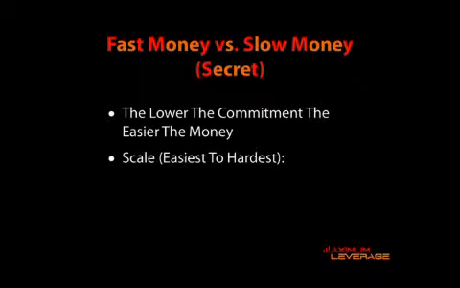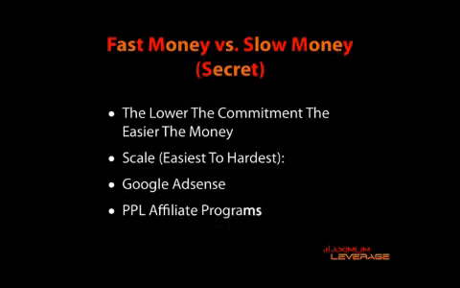So there's a sliding scale, and let me go through it with you. Easiest to hardest. We should always start with making the easy money, then move to the hardest. Easiest, Google AdSense. Next, pay-per-lead affiliate programs. Simply pages where you can send traffic to, people fill out a simple form, don't have to buy anything, and you can earn a commission for that.